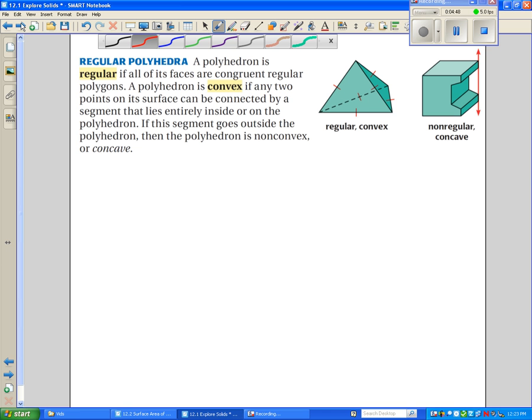Okay, go ahead and draw a regular convex and a non-regular concave. You can think of a concave as caving in. Or if you were to draw a diagonal between non-adjacent vertices of the polyhedron, you would find that the diagonal can be outside. If there's at least one outside, then it's concave because it caves in. This is convex. Draw both of these in your notes. Write the words convex and concave.